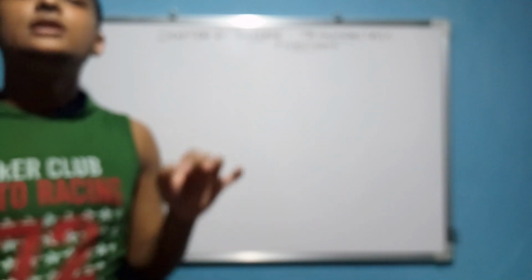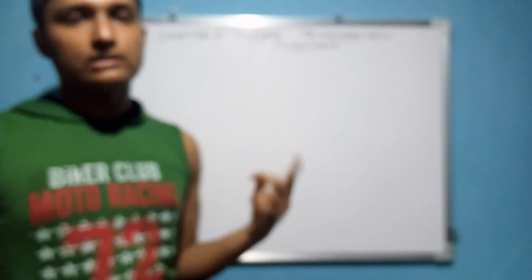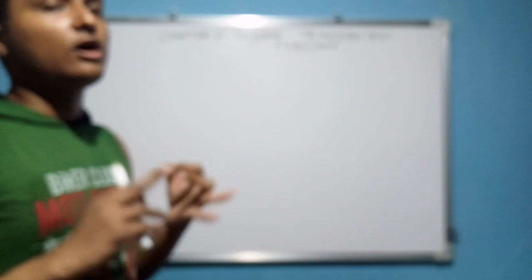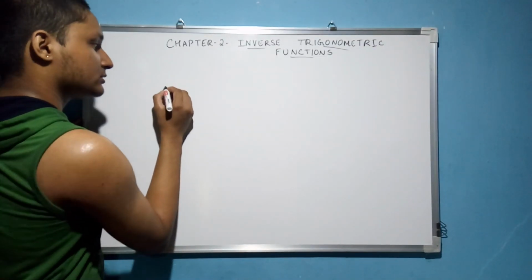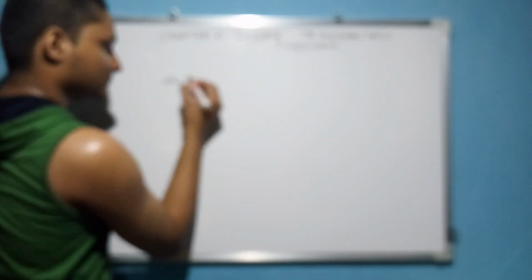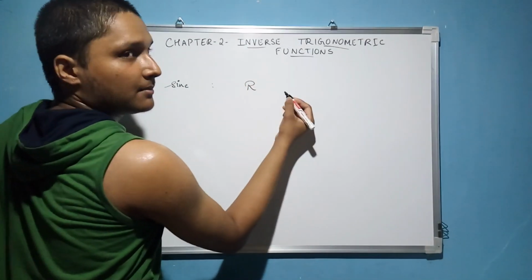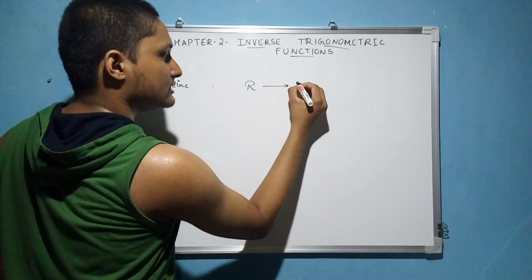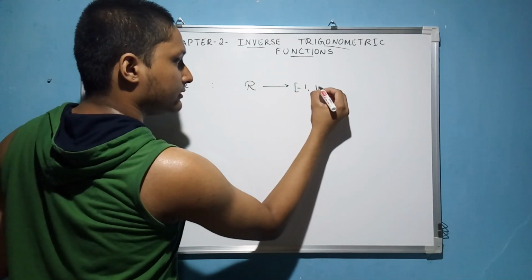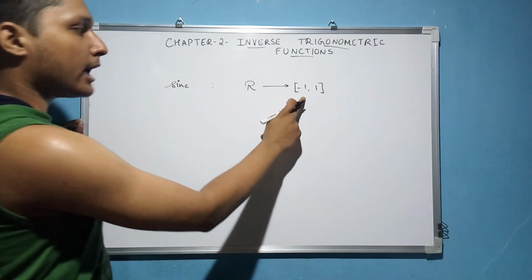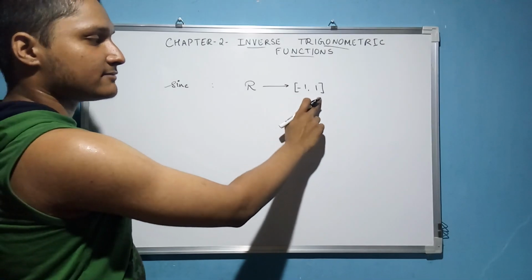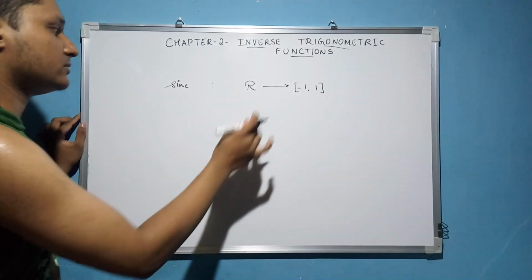For that we need to know what we have learned last year about the domain and the range of the trigonometric functions. So let us do that first. First we have the sine function. It has the domain of the set of real numbers and the range is from -1 to 1. That is, it can have values only from -1 to 1, or in between that only.